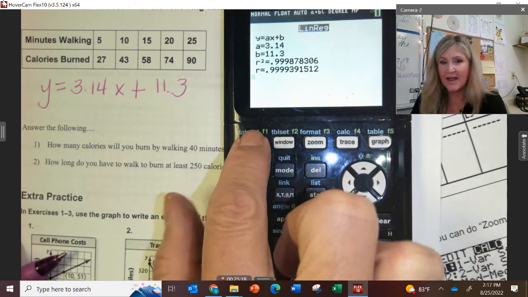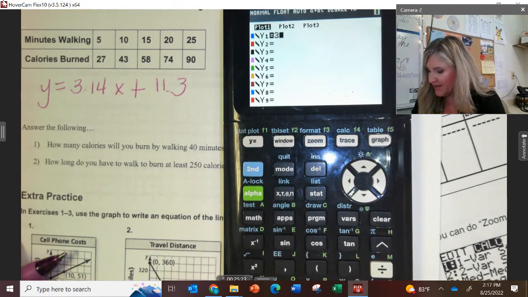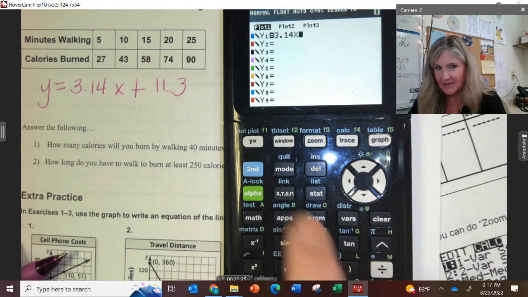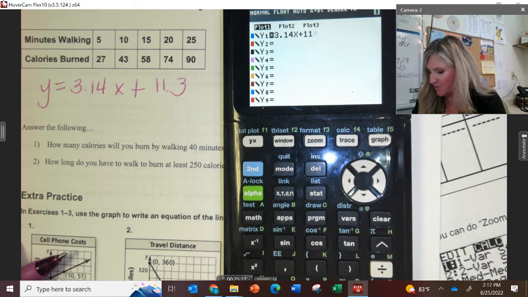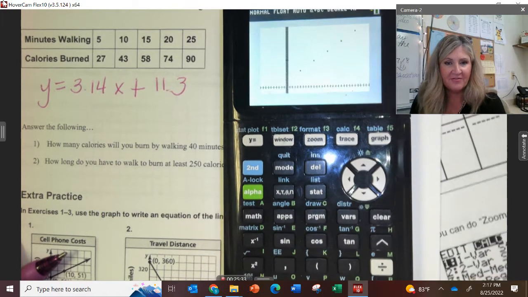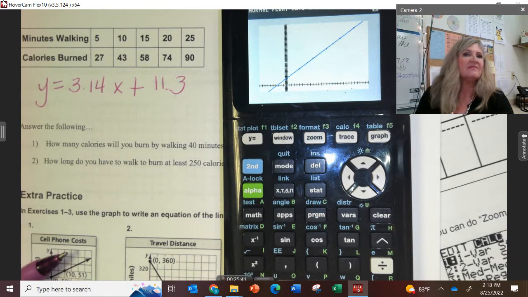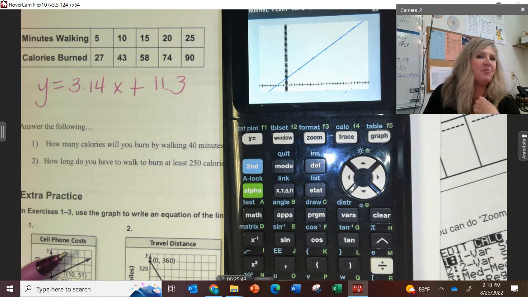Go back to y equals. Type this in. 3.14x plus 11.3. Push graph. Looks good, doesn't it? Who doesn't have a line? Help your partner or somebody around you if they're not getting the line.